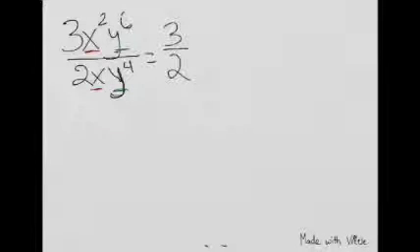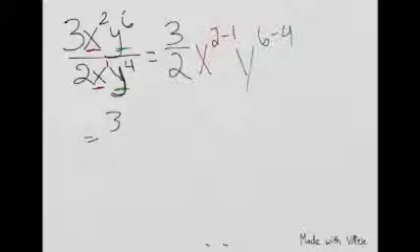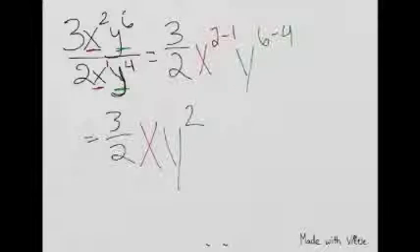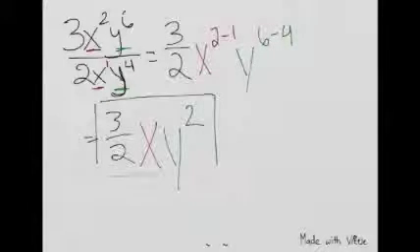Now let's combine the x terms, keeping in mind that when x doesn't have an exponent next to it, it just means that it's x to the 1. So you would have x to the 2 minus 1. Now to combine the y terms, we have y to the 6 minus 4. Let's combine this. So 3 over 2 stays the same. Then you have x to the 2 minus 1 is just 1, but you don't need to write 1 because that's implied. You don't have to put the exponent 1 above the x. And then you have y to the 6 minus 4, which is y to the 2. And this is your final answer.